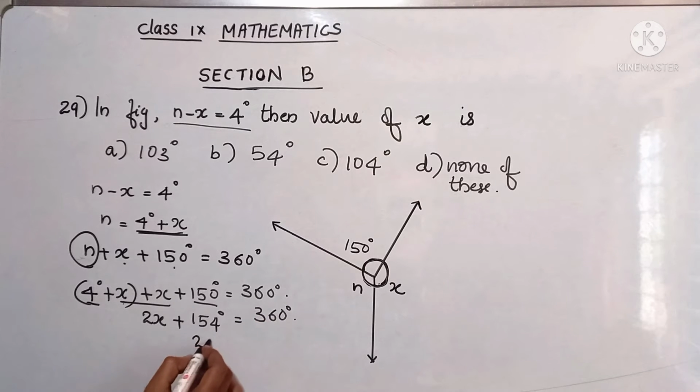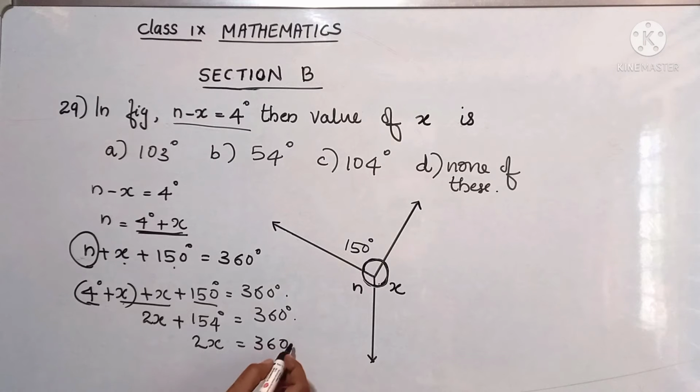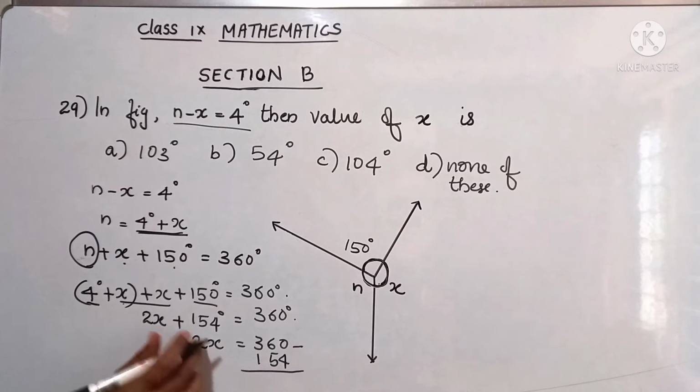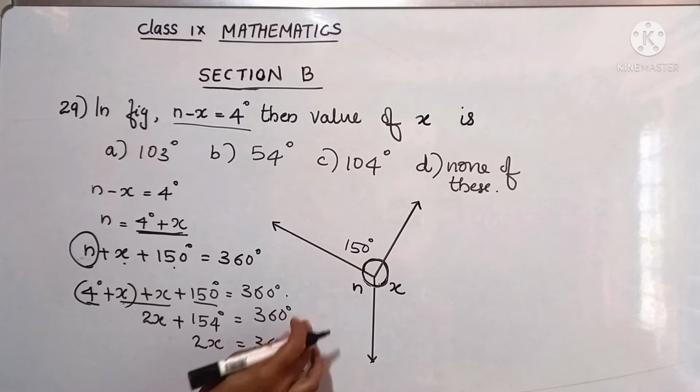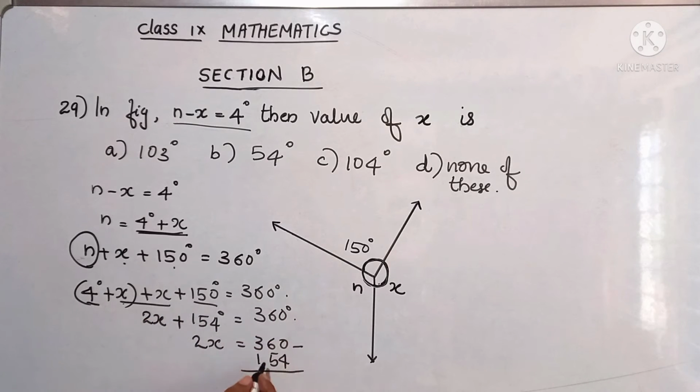Then 2x is equal to 360 degree minus 154 degree. We are transposing 154 towards the right. It becomes minus. Then we are getting 206 degree.